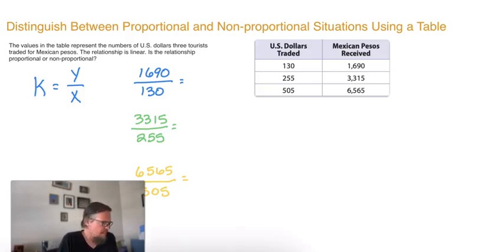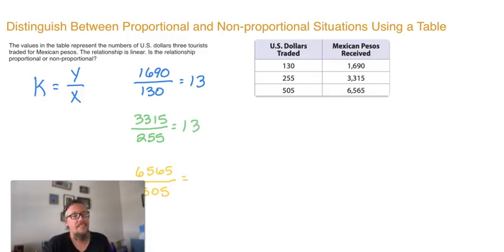So 1,690 divided by 130 is 13. What this indicates is that the exchange rate is 13 pesos per dollar, meaning $1 is worth 13 pesos. Then 3,315 divided by 255, and be wise to do this on a calculator because this is a pretty meaty division problem. Did I say 13 and write 130? Duh. This is also 13.